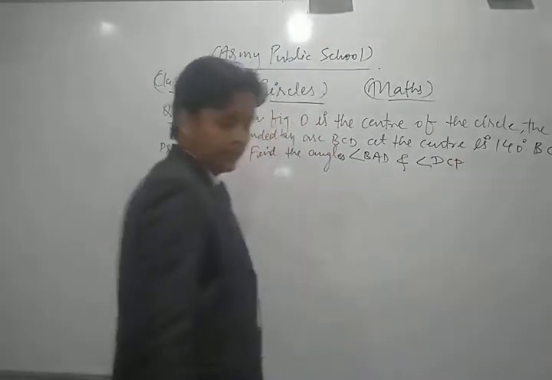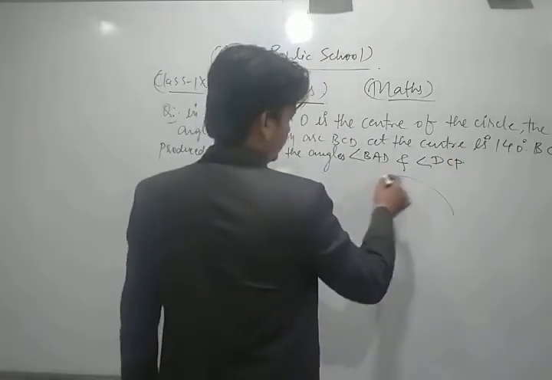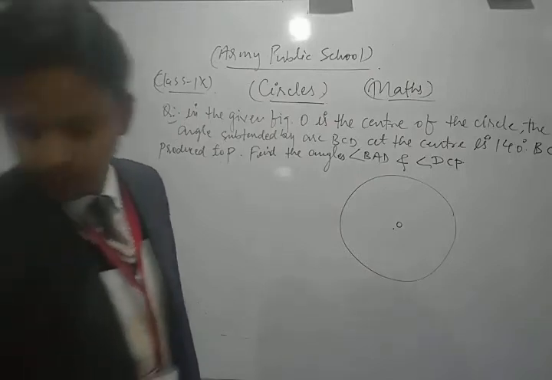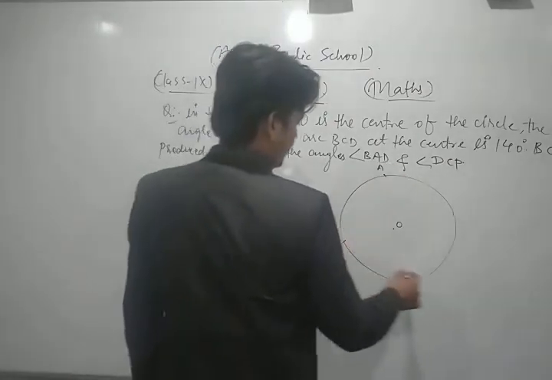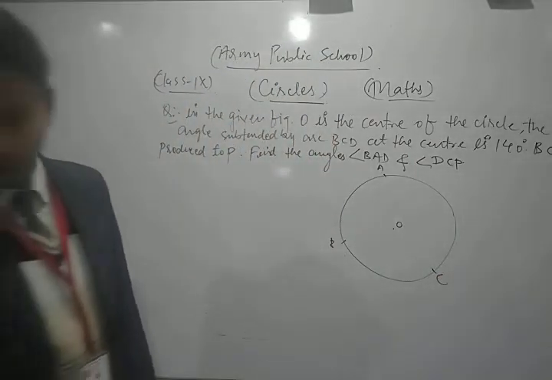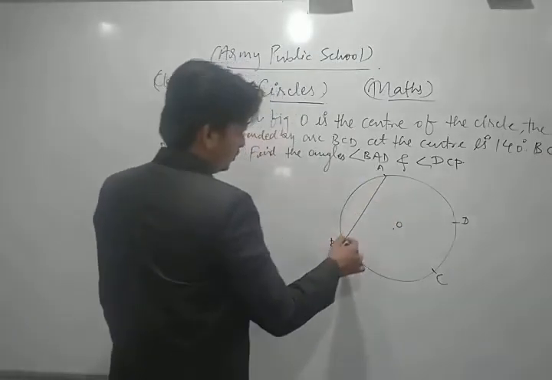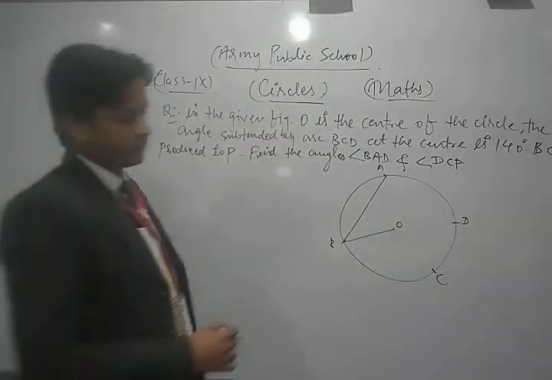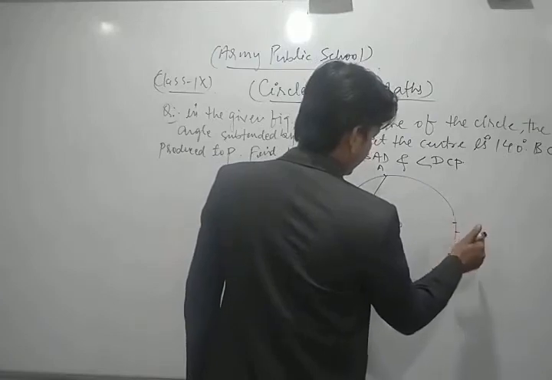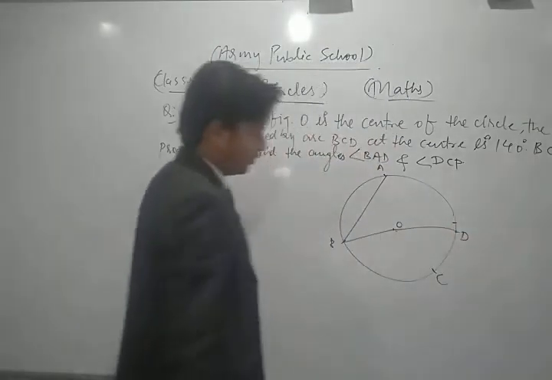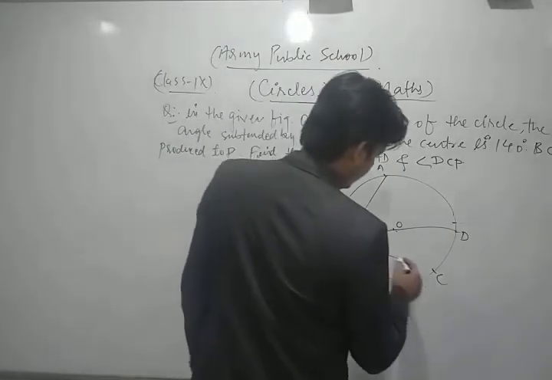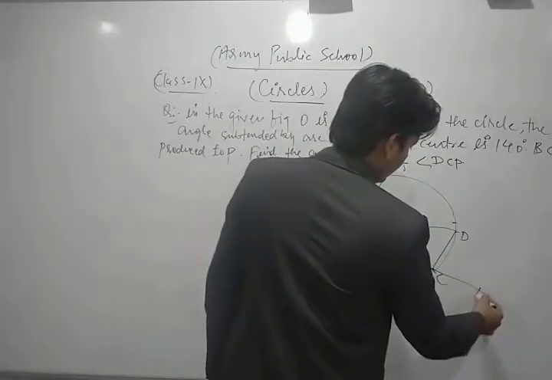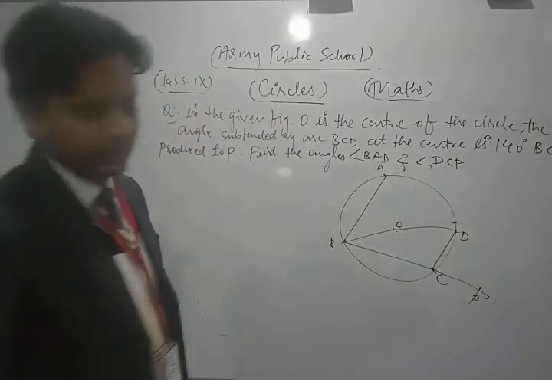And your figure is, now look, this is the O with the center of the circle. Now ABC, this is A, B, C is there, and D is there. Now BC, CD and BC produced to P. That is P, and also join AD.